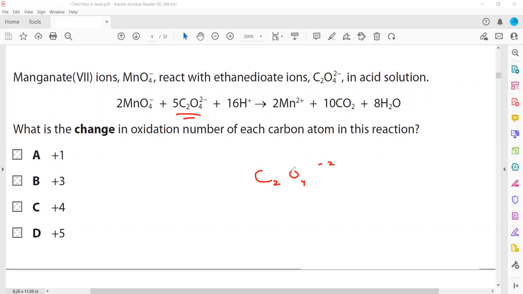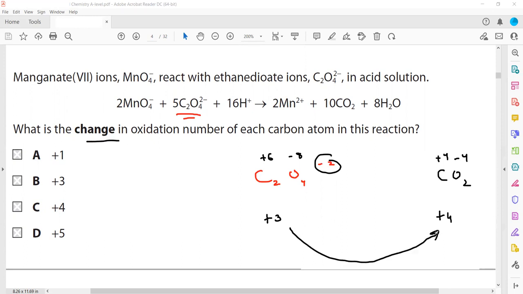So carbon is unknown. Oxygen, because it belongs to group 6, is −2 each, so 4 oxygen will be −8. Because the overall compound is −2, what should be the total for carbon? It should be +6, because +6 −8 gives −2. So if +6 for 2 carbons, for each carbon it will be +3. And in carbon dioxide, CO2, each oxygen is −2, so 2 oxygen will be −4. So one carbon is +4. So what is the change in the oxidation number for each carbon? +3 becomes +4. So it changes by 1.